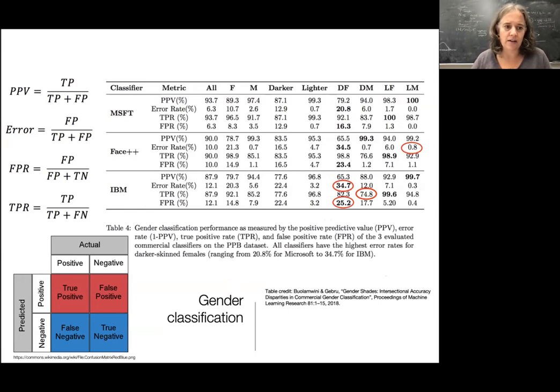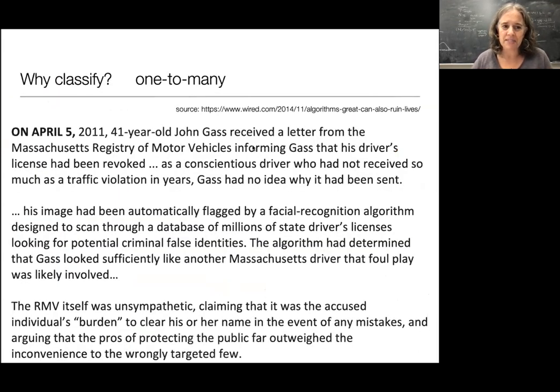So why does this matter? Lots of things. There's policing issues, of course, but here's a story. I actually don't know what the race of this individual is, but he received a letter from the DMV saying that his driver's license had been revoked, and he hadn't had a traffic violation in years, and he was like, why is this being sent to me? His image had been automatically flagged by a facial recognition algorithm. It was designed to scan through millions of state driver's licenses looking for potential criminal false identities. And the algorithm had determined that he looked sufficiently like another Massachusetts driver and that there was foul play involved.